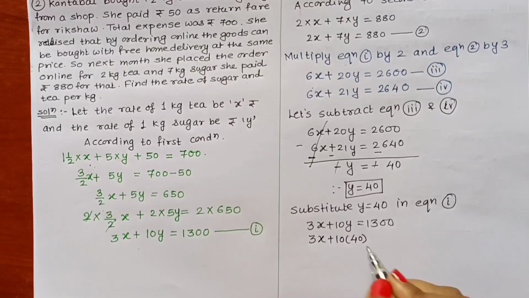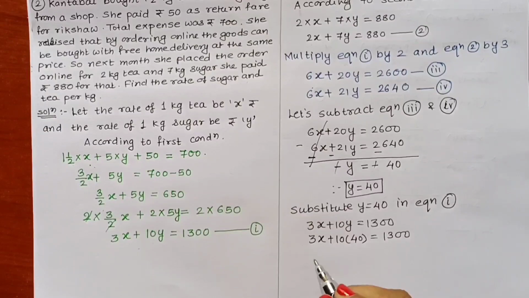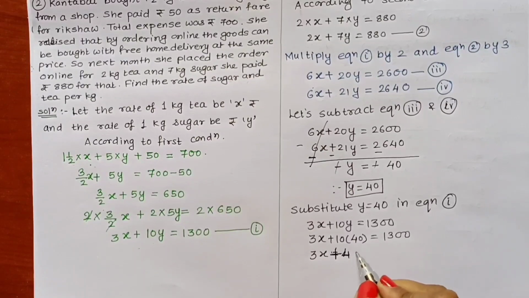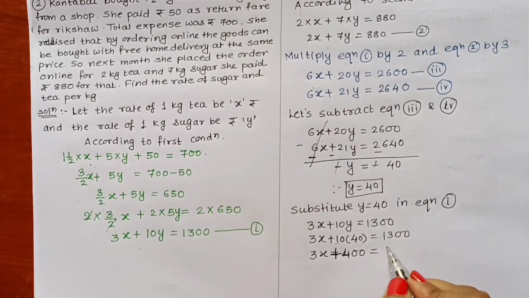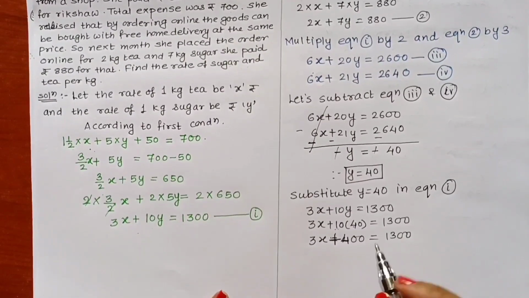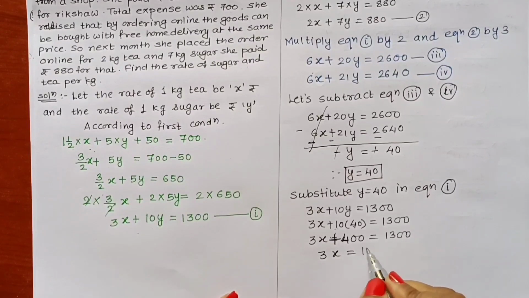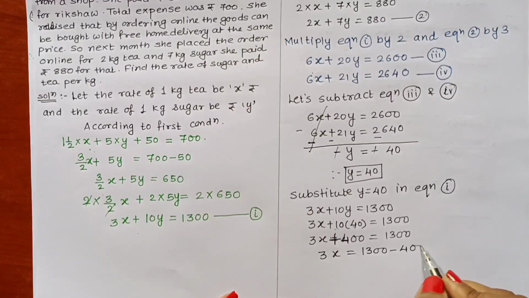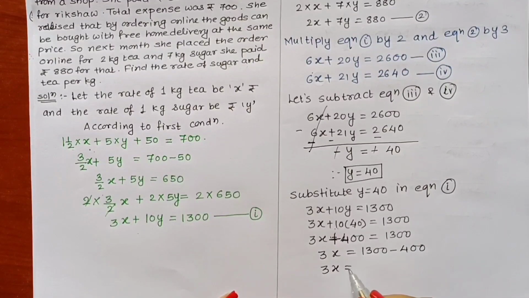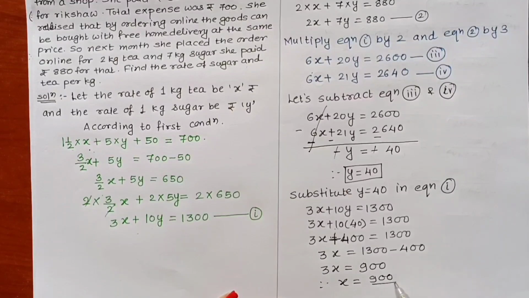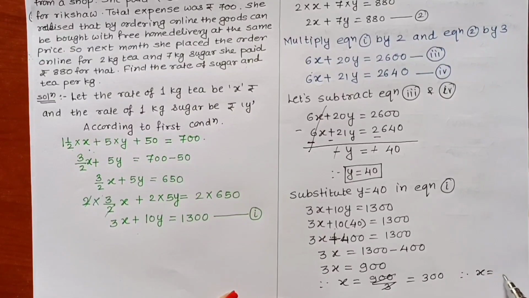3x plus 10 into 40 is equal to 1300. Sorry, the plus sign is there. 10 into 40 is 400, 10 1 4s are 4 and these 2 zeros, is equal to 1300. 3x is equal to 1300 minus 400, which means 900, correct? And therefore x is equal to 900 upon 3, which means 300. x is equal to 300.